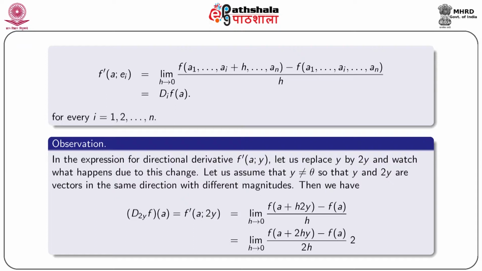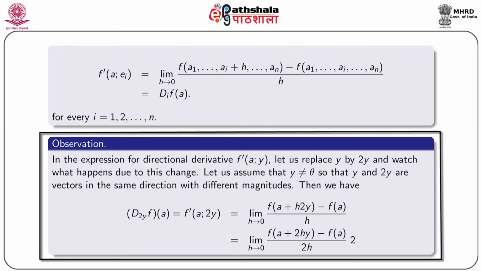Now, one very important observation. In the expression for the directional derivative f'(a; y), let us replace the vector y by 2y, and we watch what happens due to this change. We assume that y is not the 0 vector. As a result, y and 2y are vectors in the same direction with different magnitudes.